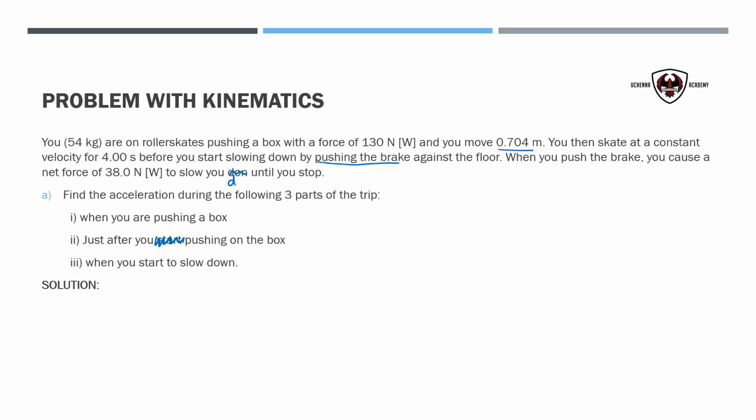So a couple of typos here, you're slowing down. And then of course, this here, you are pushing on the box. Just after you stop pushing on a box is the second part of the trip, and then you start to slow down. So if I'm to draw a velocity time graph here, you start at zero velocity, you're starting at rest, and then you're pushing on this box. Your velocity final will in fact become the initial velocity of the second part of the trip.